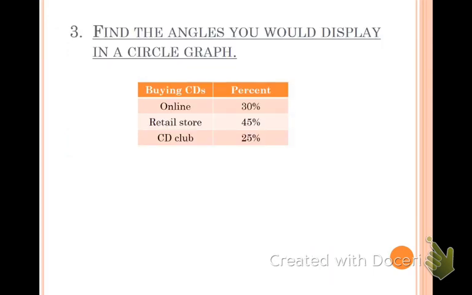Number 3, find the angles you would display in a circle graph. We're going to use the same formula that we used before. What is the formula? P times of equals is. First one, Addison. What's my P? Oh, not 30. 0.3. You've got to change it to a decimal. Multiply it times 360 degrees. And what do you get? 108 degrees. Good job.